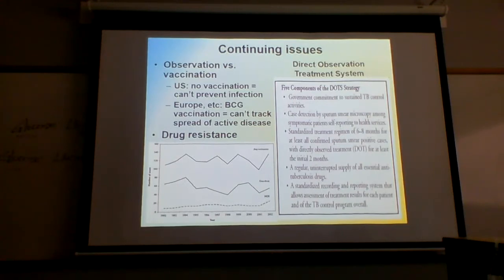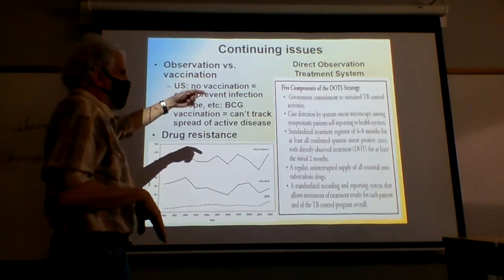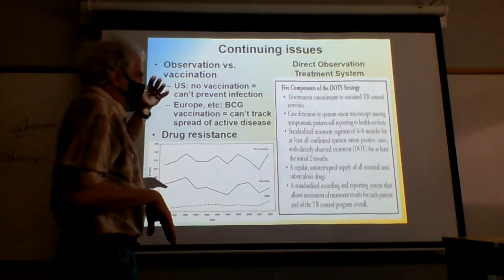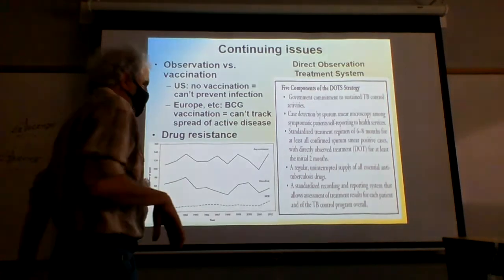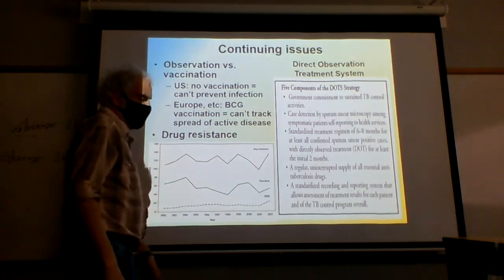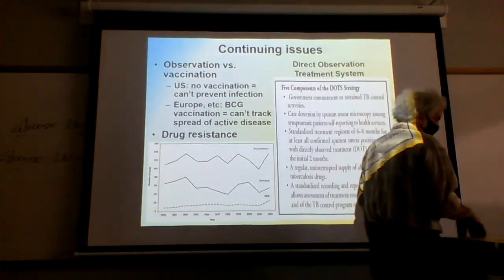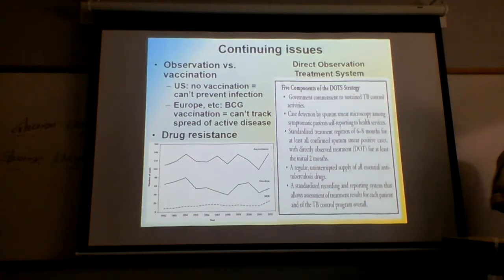So the direct observation treatment system is our approach, and we can begin to actually have surveillance in the population, and this allows you to limit the exposure and to limit the number of people that are exposed. But it is an interesting kind of approach to it.